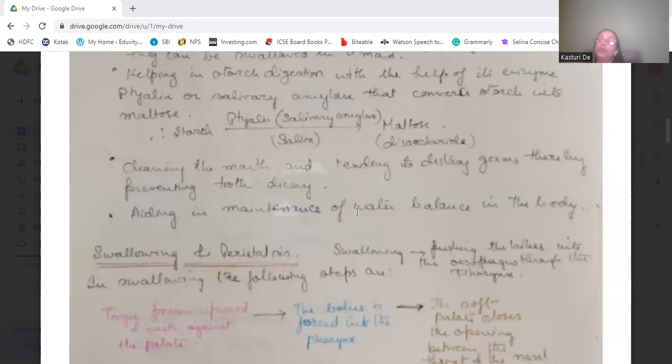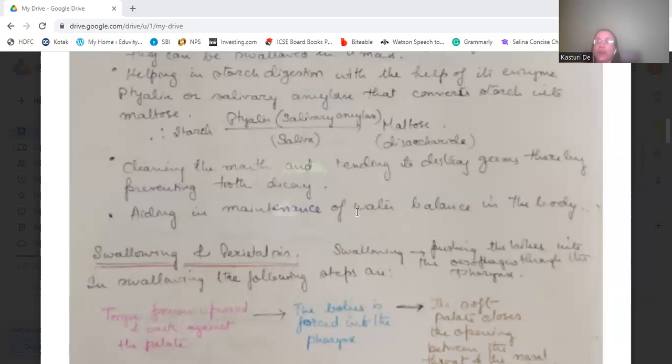Now we need to swallow the food. We know that we have to swallow the food after it is chewed, ground and mixed with saliva, and it changes to bolus. Then the food has to go into the stomach through the esophagus. So what is swallowing? Swallowing is pushing the bolus into the esophagus through the pharynx.